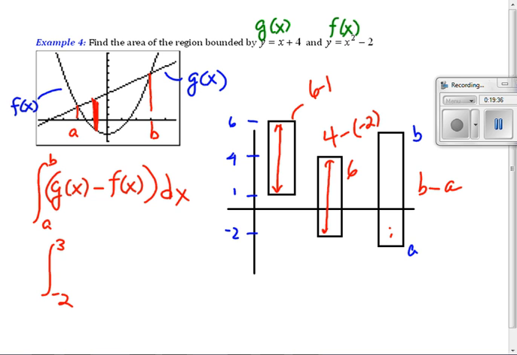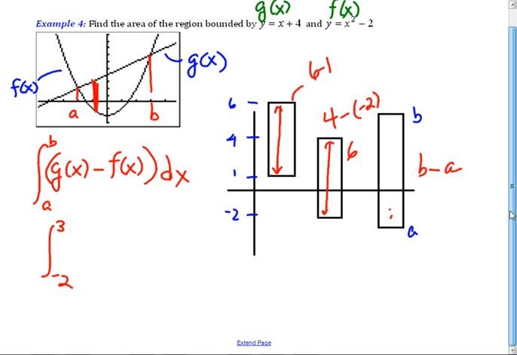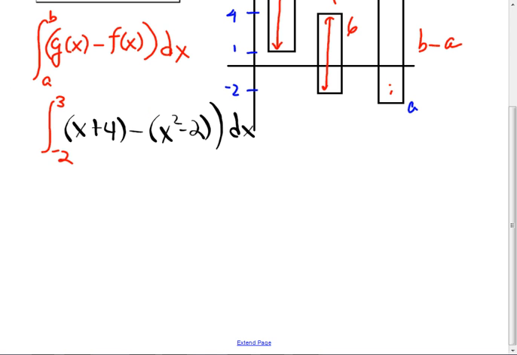Does everybody agree those are the intersection points? Okay, and then because we're going to integrate it by hand, I better write in what these things are. So it's g of x, which is x plus 4, minus x squared minus 2. Do you want to combine that first or just integrate and then combine? Okay, so it's the integral from -2 to 3. Let's see, what can I combine? x minus x squared. Now that's 4 minus a -2, so it's plus 6.